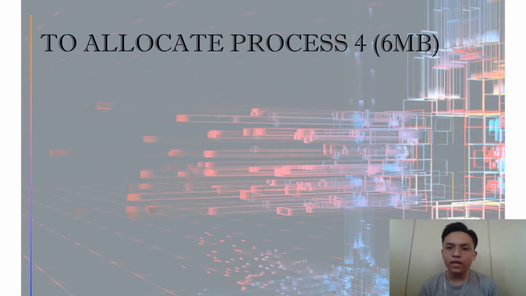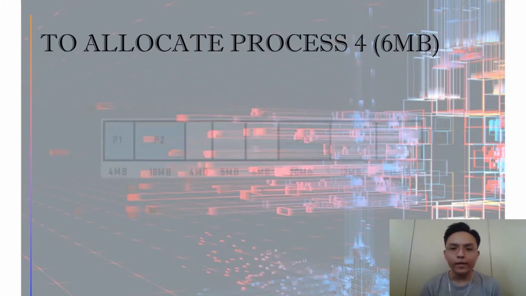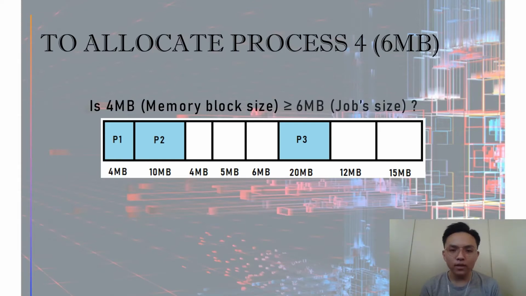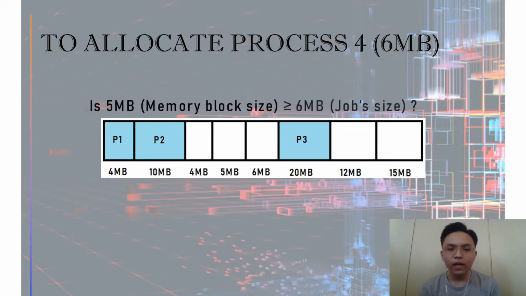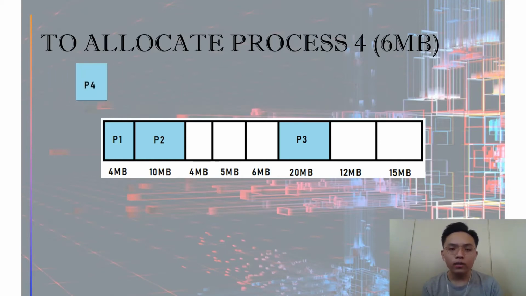Now the fourth process takes 6 MB of memory. So does the memory block have a size greater than the job size? No. So it cannot be allocated. As expected. So now we move on to the second memory block of 5 MB. Is 5 MB greater than or equal to 6 MB? The answer is no. So it cannot be allocated either.